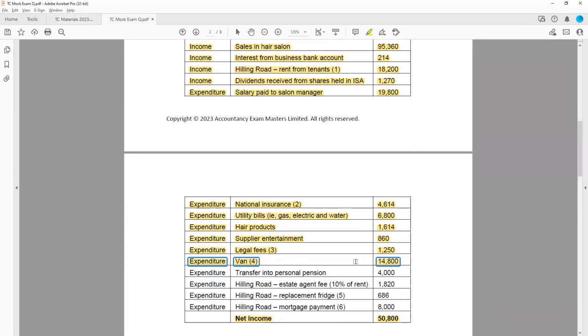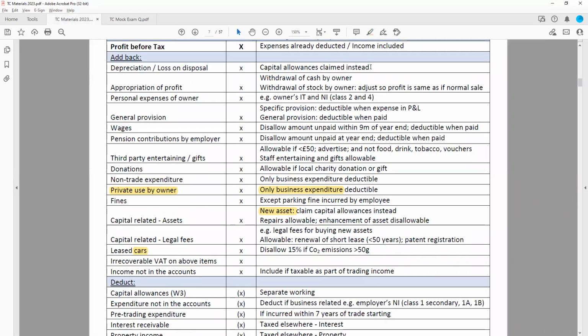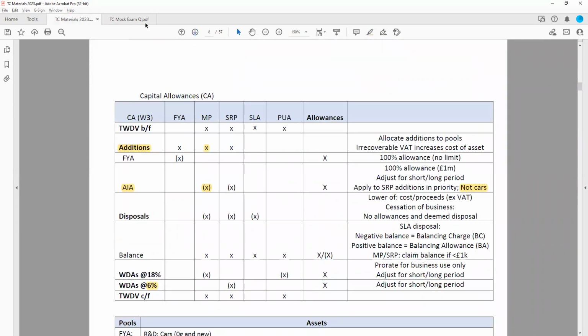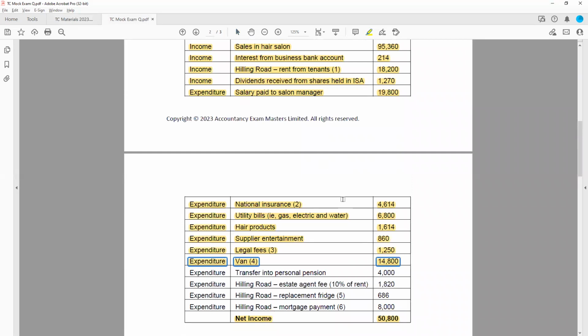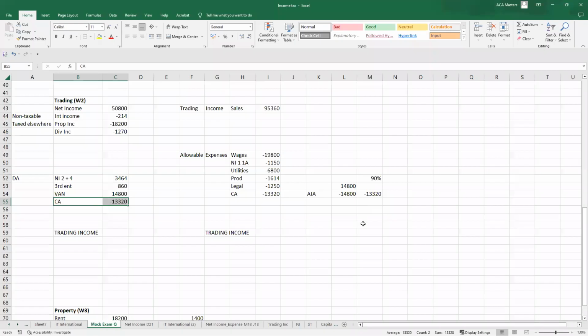But in this case, in the simple bookkeeping software that he's got, it's just got the full cost of the van there. So any amount relating to the tangible asset, disallow it, whether it's depreciation, loss on disposal, or in this case, even the whole asset itself. So capital expenditure, disallow it, and then we're going to claim capital allowances, thinking about which pool it would go into. Of course, if it's a van, it would have gone into the main pool, and it has gone into the main pool here, but we've claimed AIA on it in full.